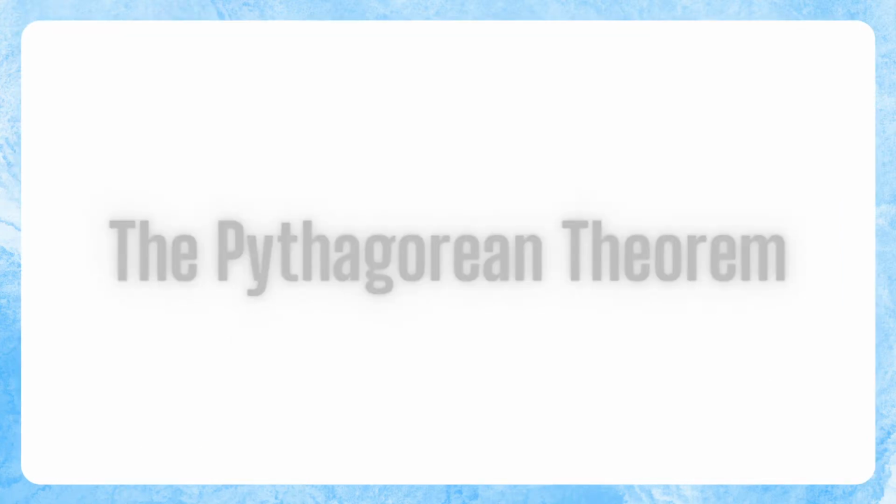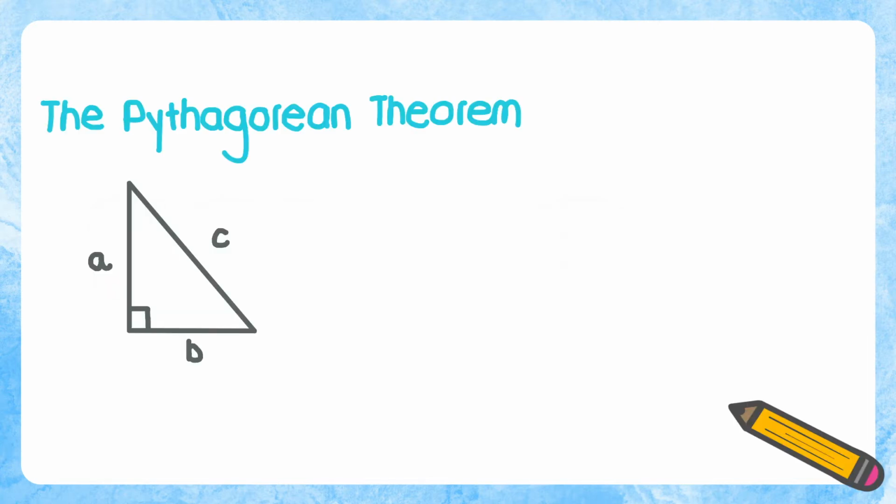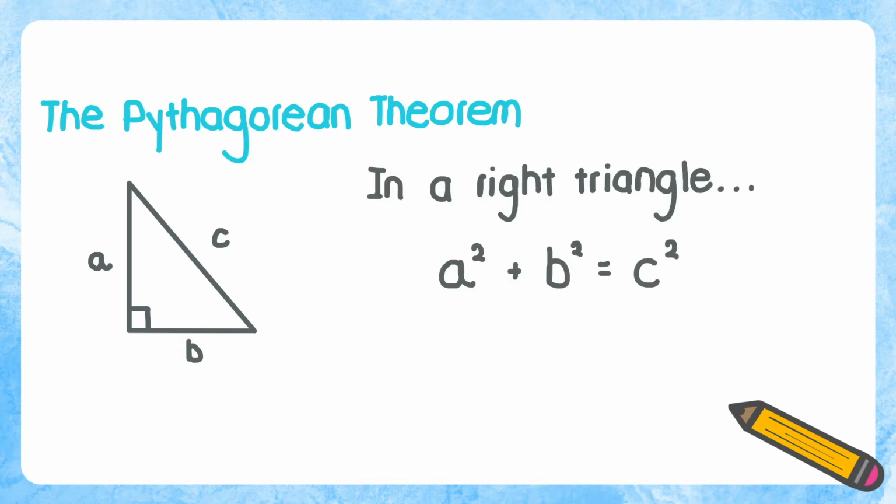What is the Pythagorean Theorem? Let's take a look. Here we have a right triangle with two legs, A, B, and the hypotenuse, C. According to the Pythagorean theorem, in a right triangle, A squared plus B squared equals C squared.